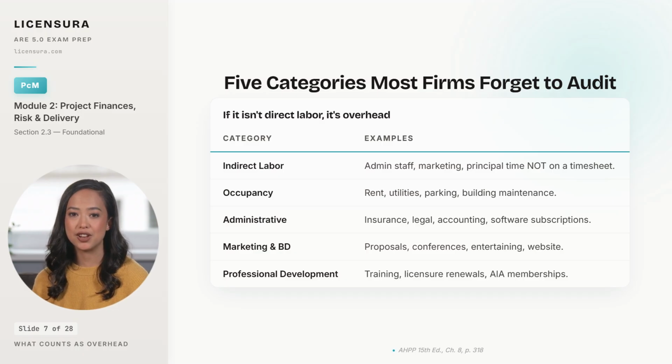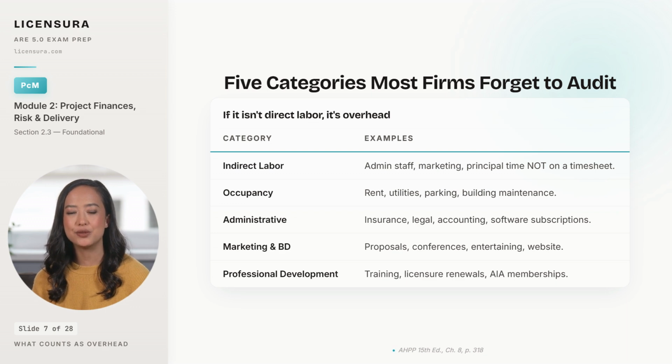Indirect labor is the largest and the most often misclassified. Admin staff, marketing personnel, and any principal time that isn't on a project timesheet all belong here. Principals especially fool themselves by working 60-hour weeks and only charging 40 hours to projects. The other 20 hours are overhead, even though no check is being written for them.